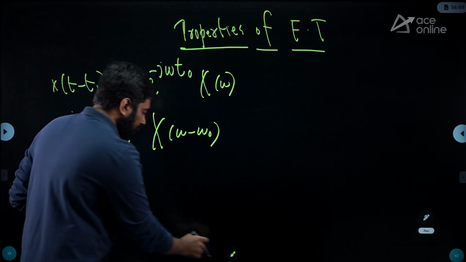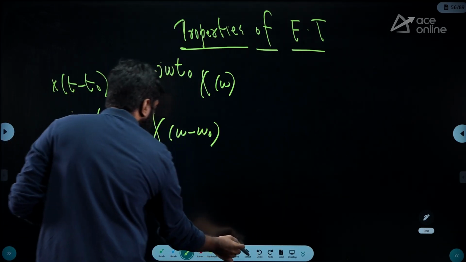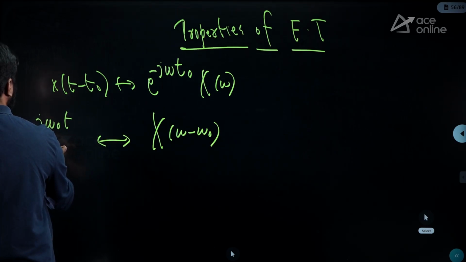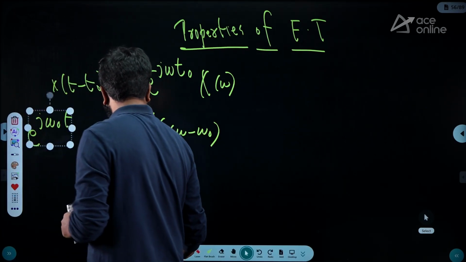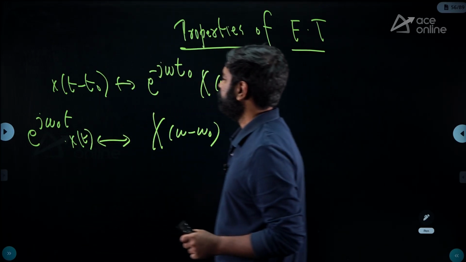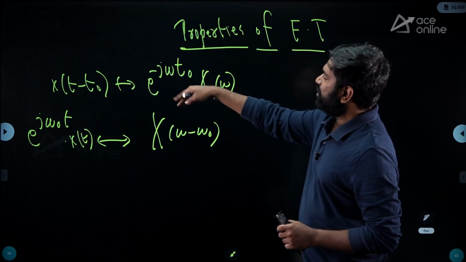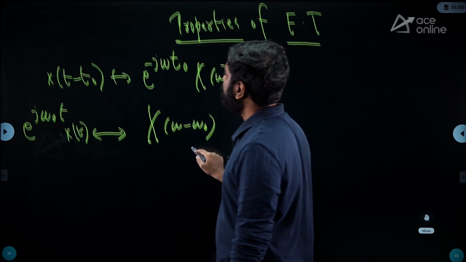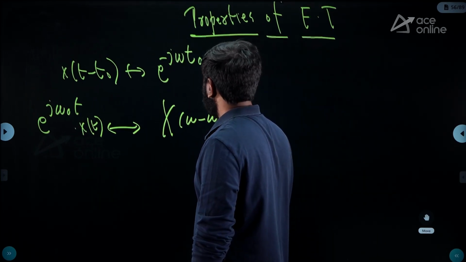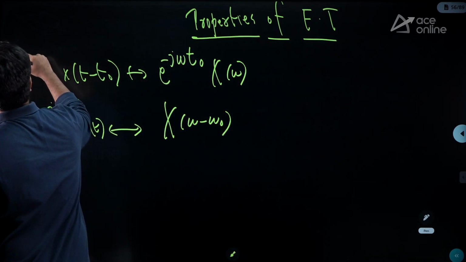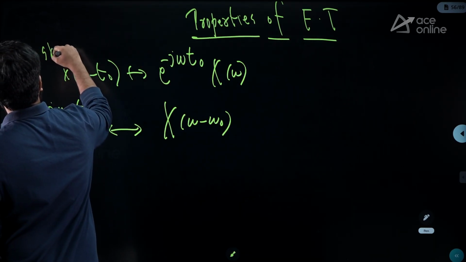Okay, so I have to add one more quantity here. e power j omega naught t into what? x of t. This comes under time shift, this comes under frequency shift. So let's discuss one by one. It would be good if I write the names. This is called time shift.